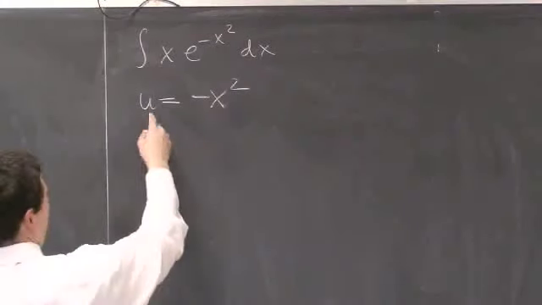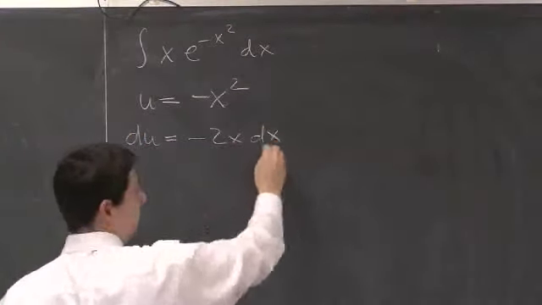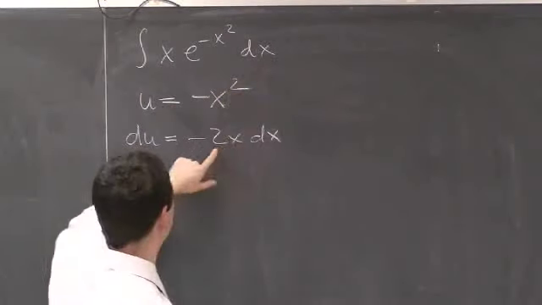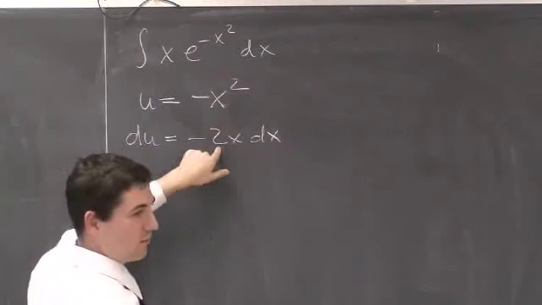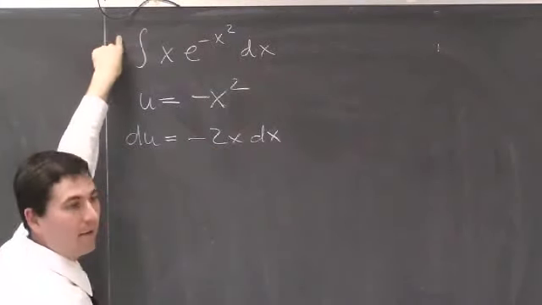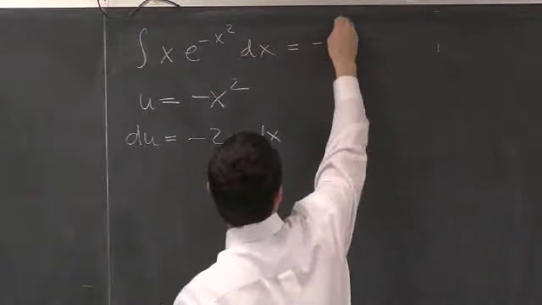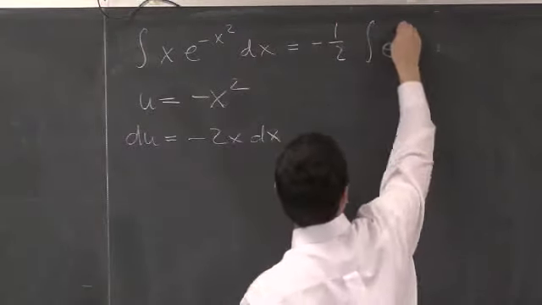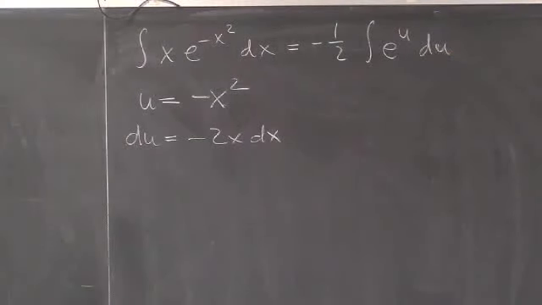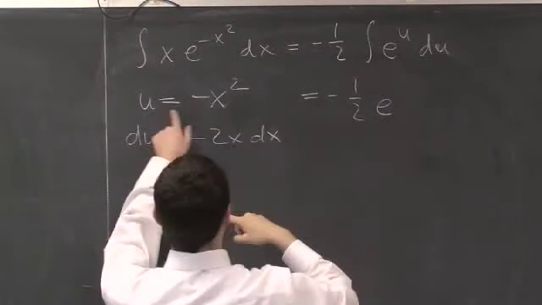We'll see. So here, du is minus 2x dx. And look at that. The x and the dx are going to go away as long as you can somehow get rid of this minus 2. I'll just put a minus 1/2 out here, and that'll clean things up. So this is minus 1/2 the integral of e to the u du. Now this is very easy. This is minus 1/2 e to the u, but u is minus x squared.